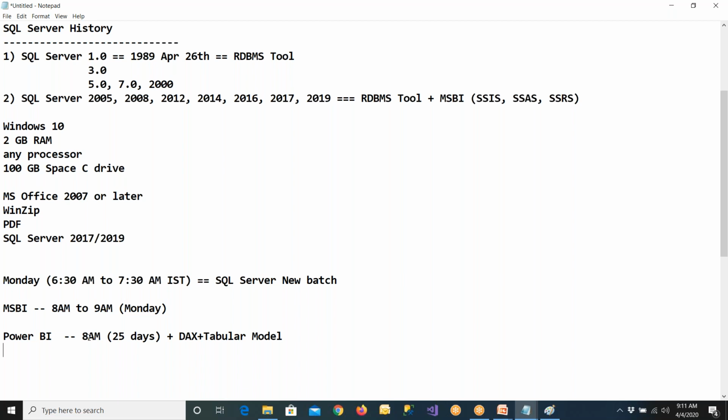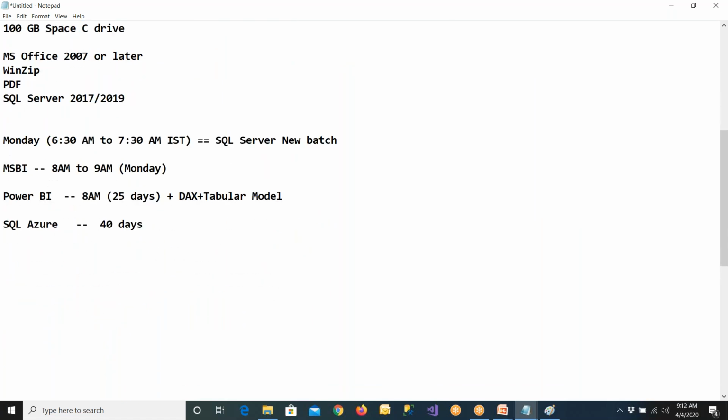We are having AWS, Amazon Web Services, and even SQL Azure is also there. SQL Azure is cloud computing. So we are going to be learning SQL Server development. Okay, SQL Server and SQL Azure are completely different, and this is a separate course, which is a 40 days course. Right? We're having separate batches for all of them.